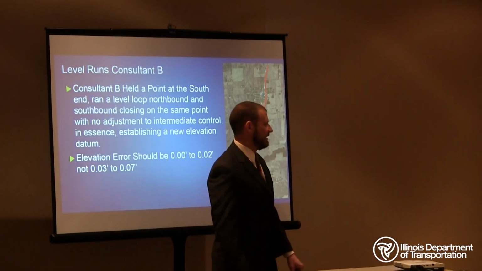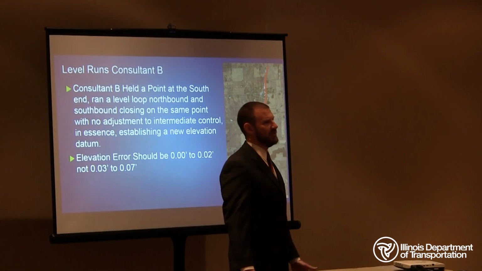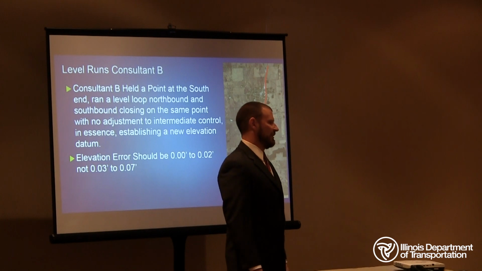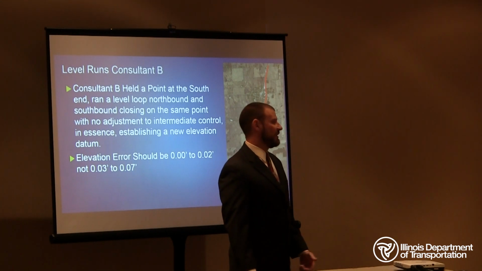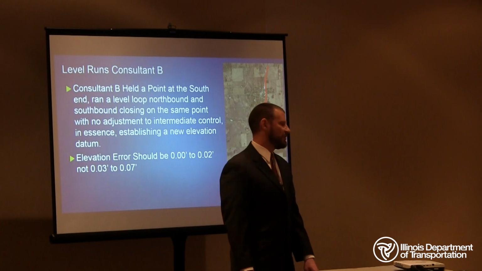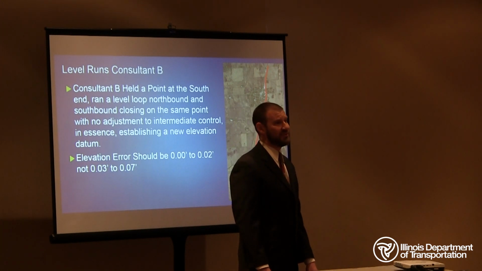Again, consultant B held the point at the south end, ran a whole level loop, and redistributed the error. So in essence, they created their own datum for this job, which was different than our elevation control. I went back to them and said, look, your elevation error should be within 100ths or 2, not 300ths to 700ths. You need to use our control.